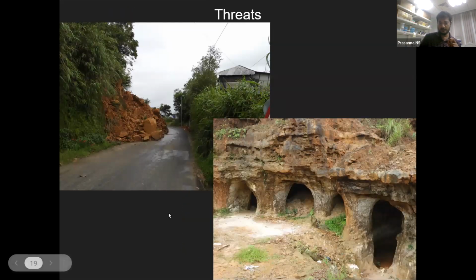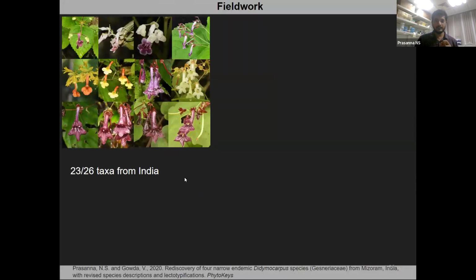But a note about this kind of habitat in Northeast India, it's relatively unexplored, but in recent years the habitat is rapidly changing. The karst mountains where these Didymocarpus grow are under severe threat because of illegal mining and also road construction and such activities. Despite this, we managed to collect some 23 out of 26 taxa that we have in India.